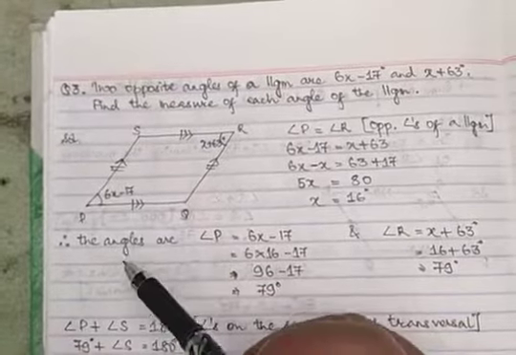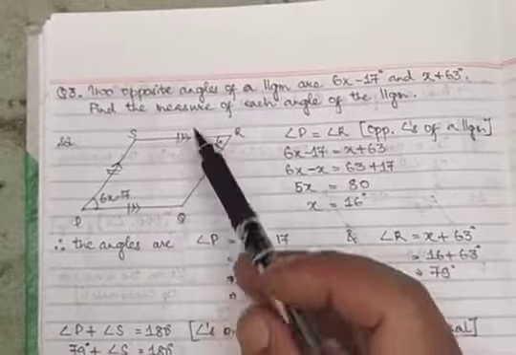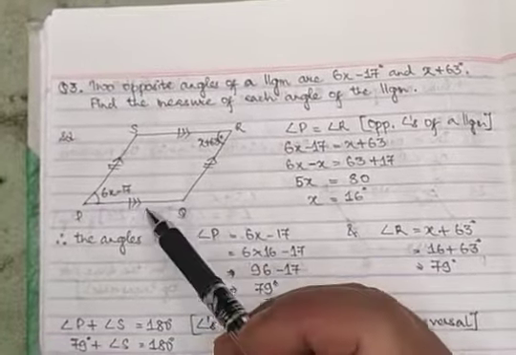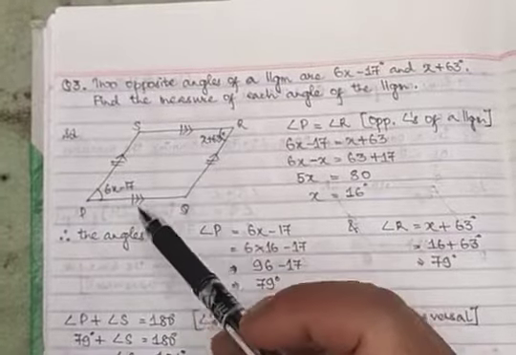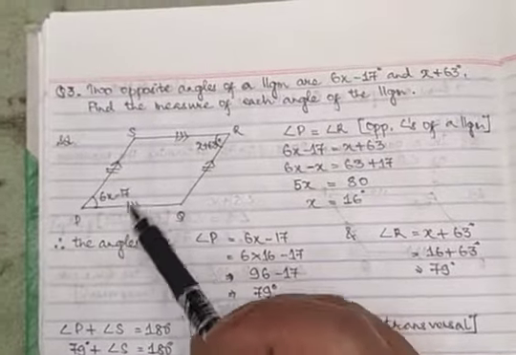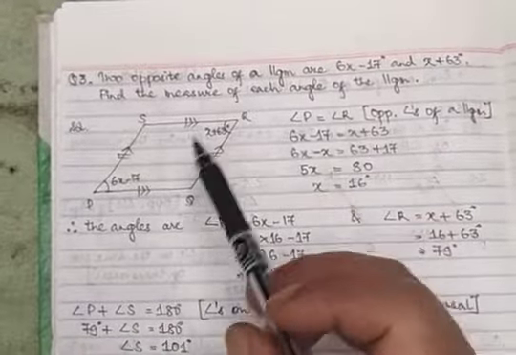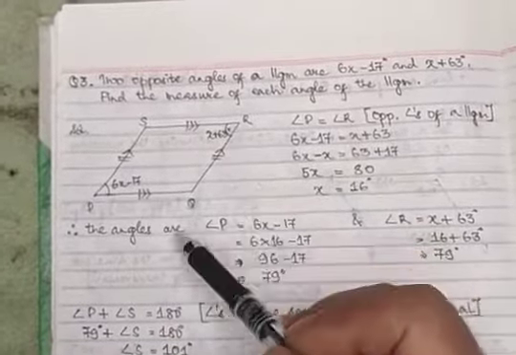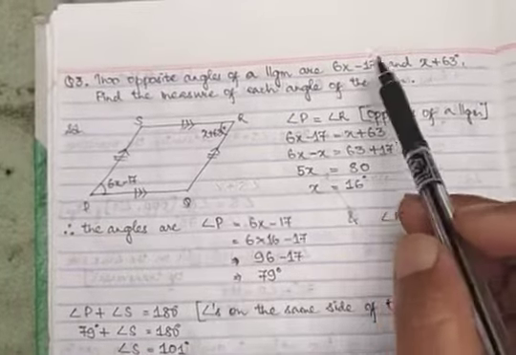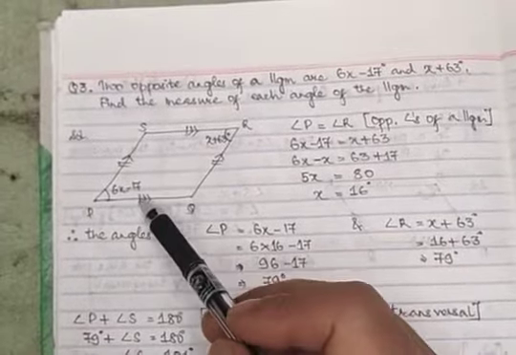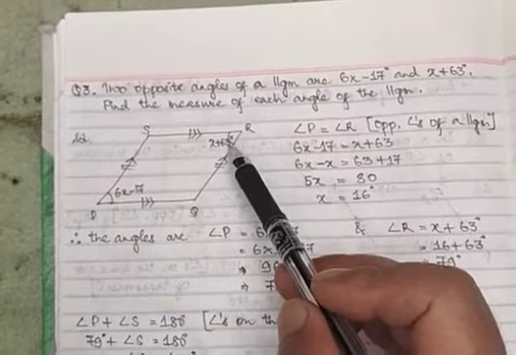I have named it PQRS, familiar name, isn't it? I have marked all the sides as well with the relevant symbols. Now opposite angles are given, so I have substituted the given terms on the opposite angles as well: 6x minus 17, and x plus 63 degree.